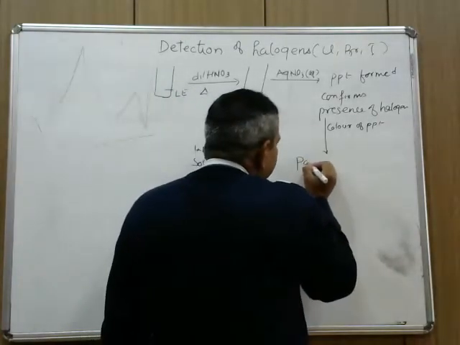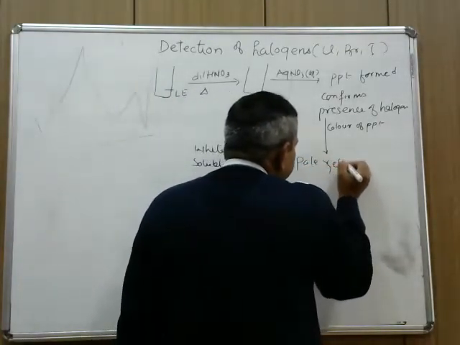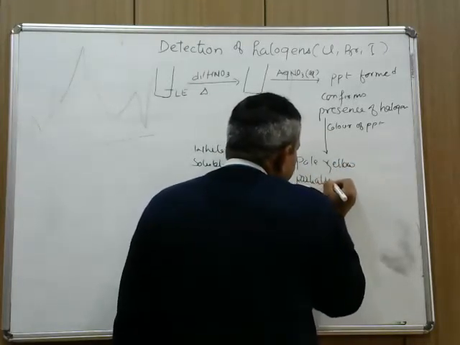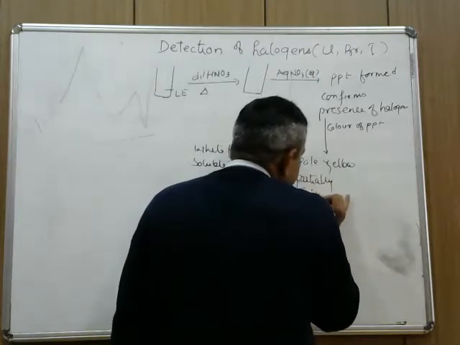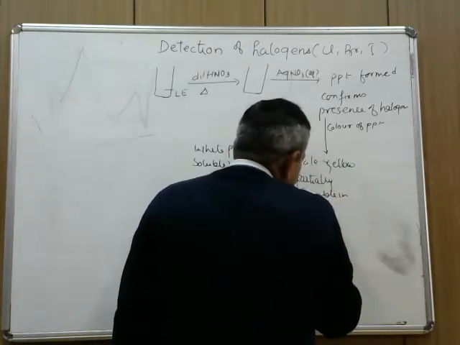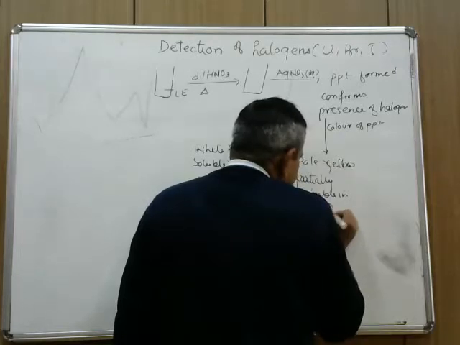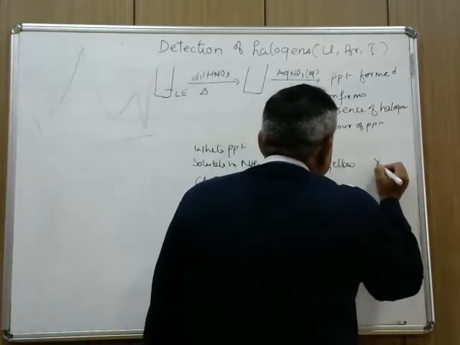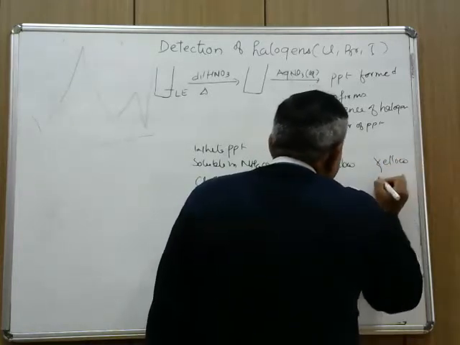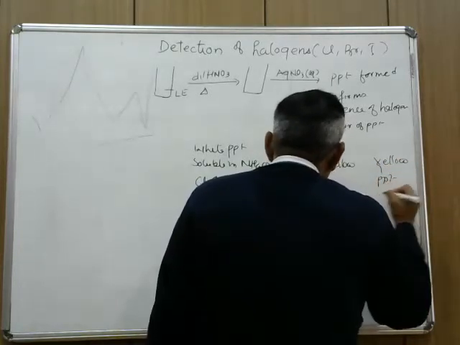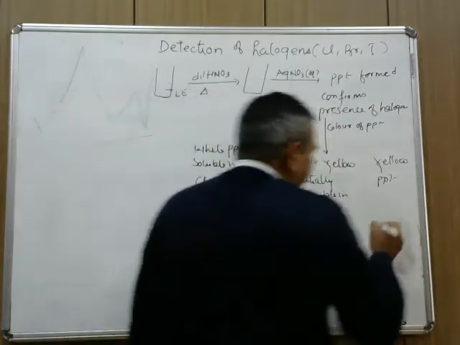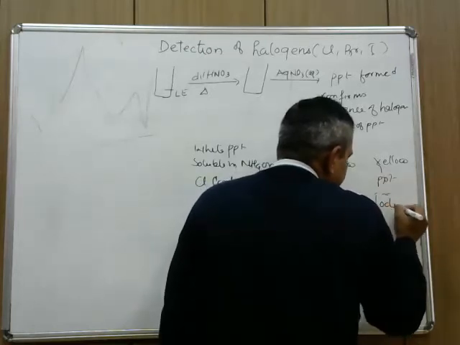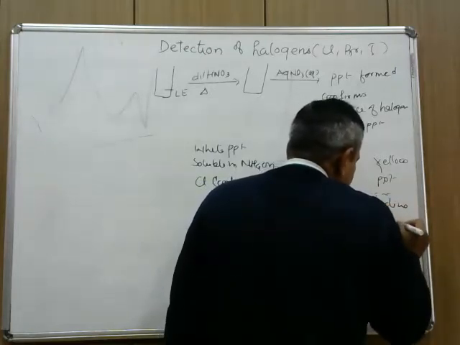If it is a pale yellow precipitate and partially soluble in NH4OH, bromine is confirmed, and if a dark yellow precipitate is formed which is insoluble in ammonium hydroxide, the presence of iodine is confirmed.